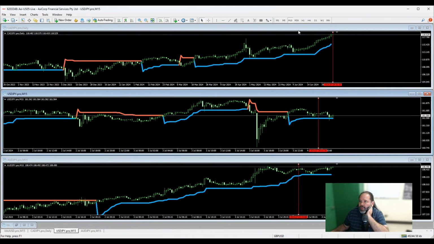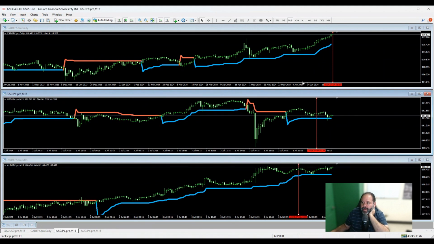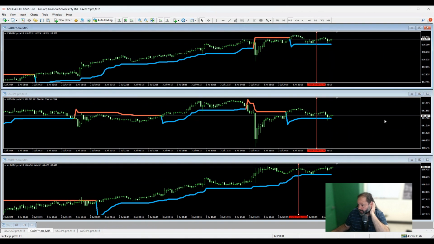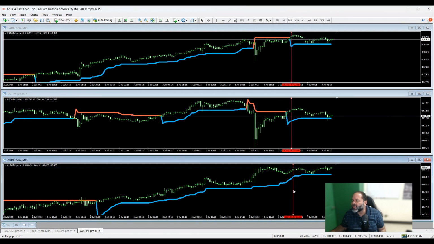Let's check first on the daily chart. Look how beautiful it looks, guys. How beautiful the correlation looks, right? They correlate. Now let's go down to the 15 minutes. Well, we don't have an entry yet, but this is July 3rd at 2200. So we need to wait for the next crossover.